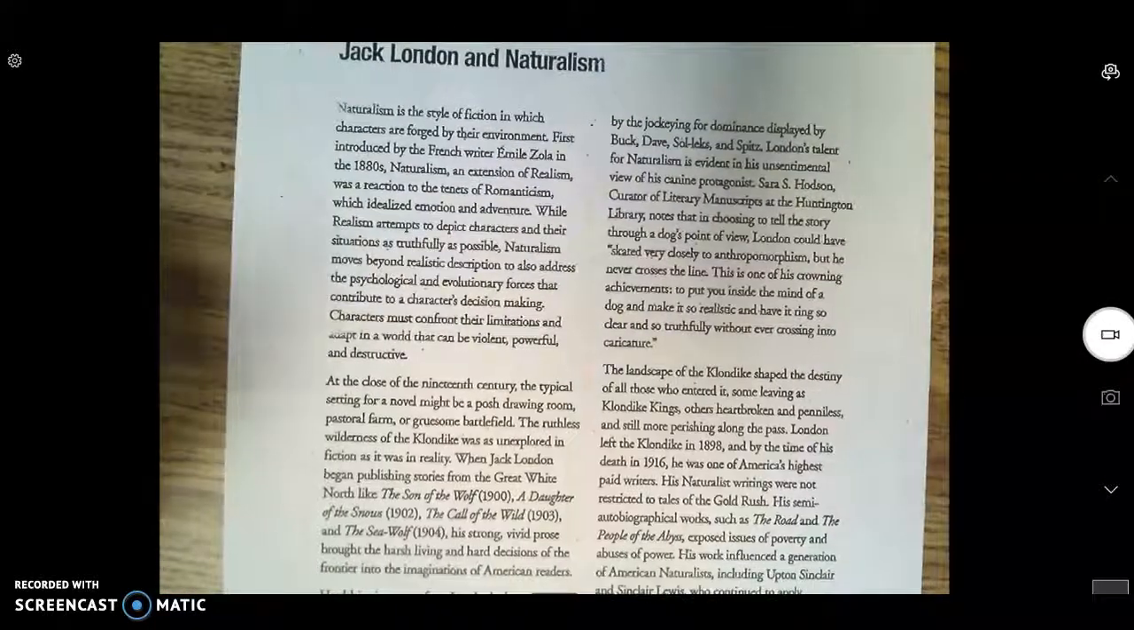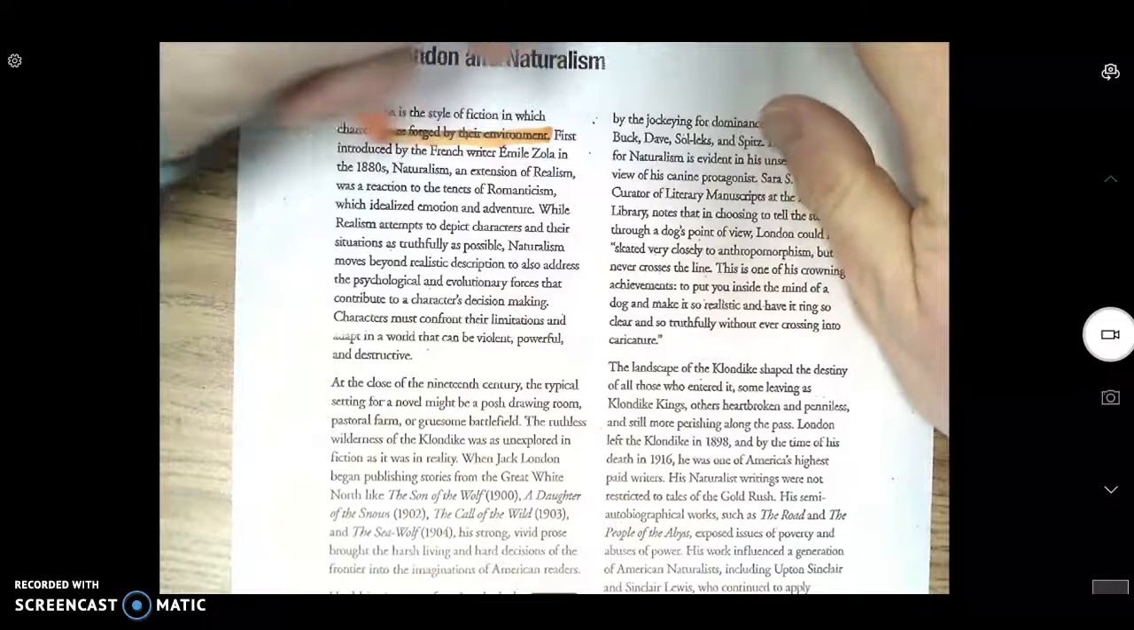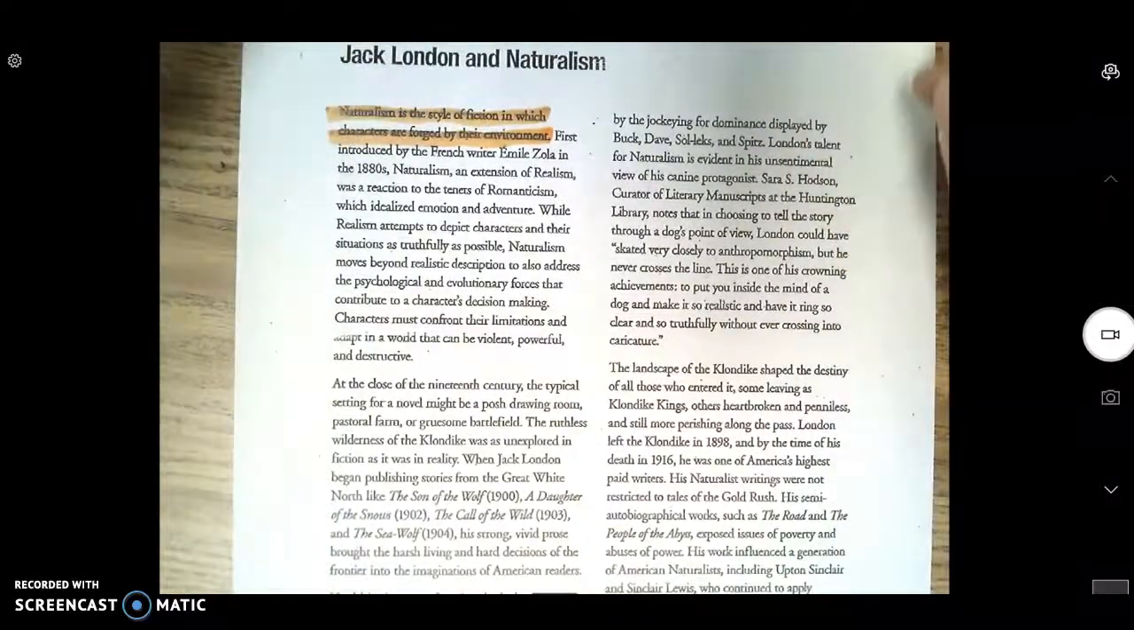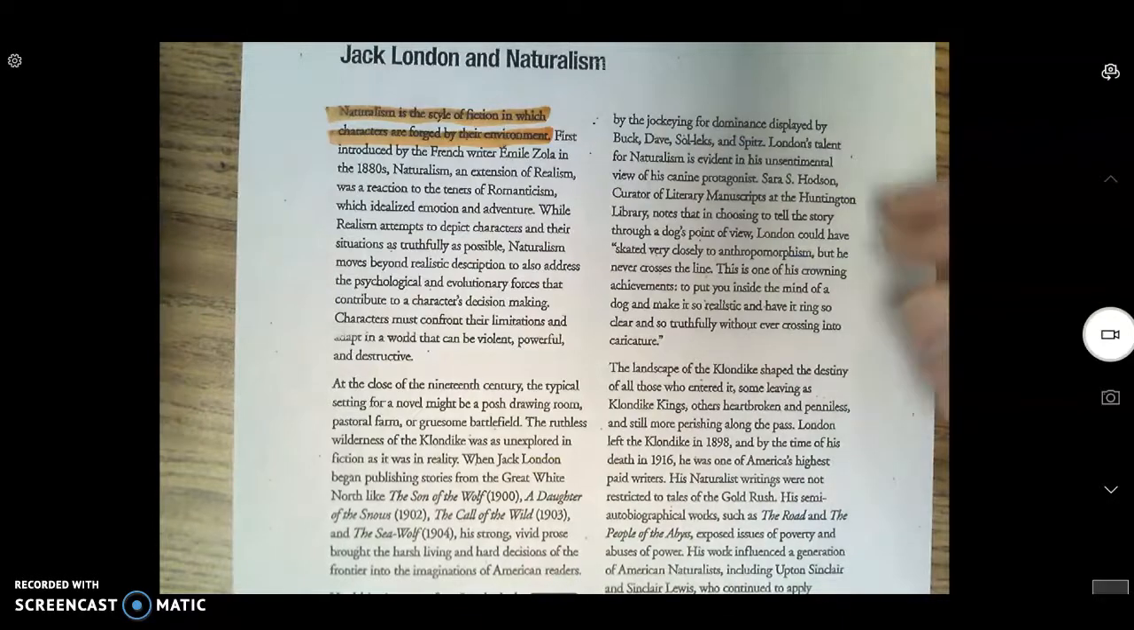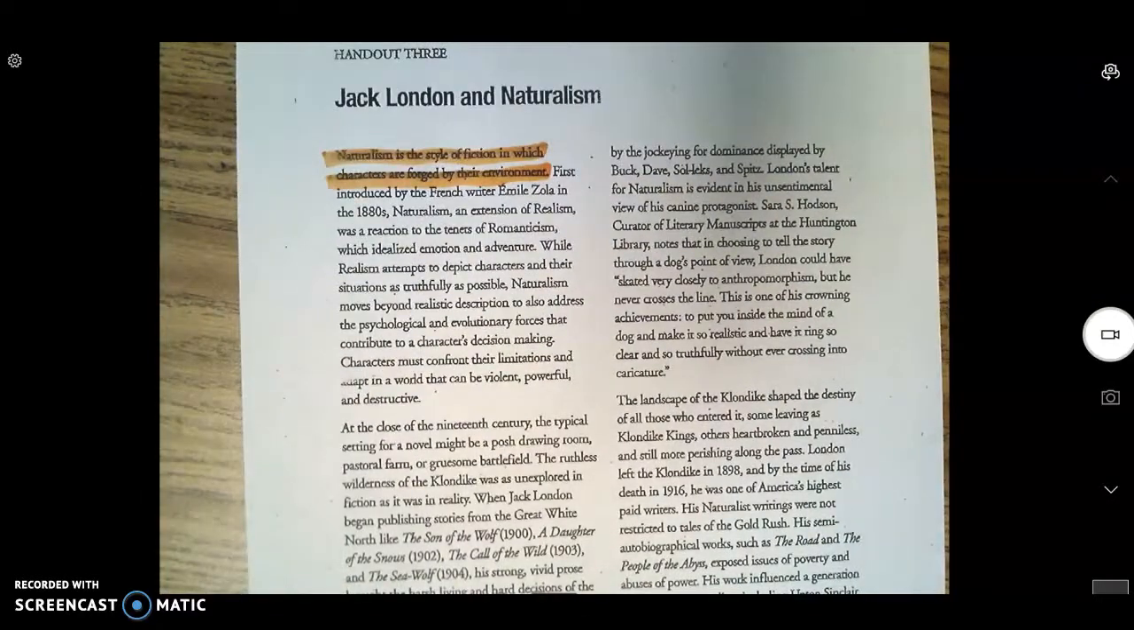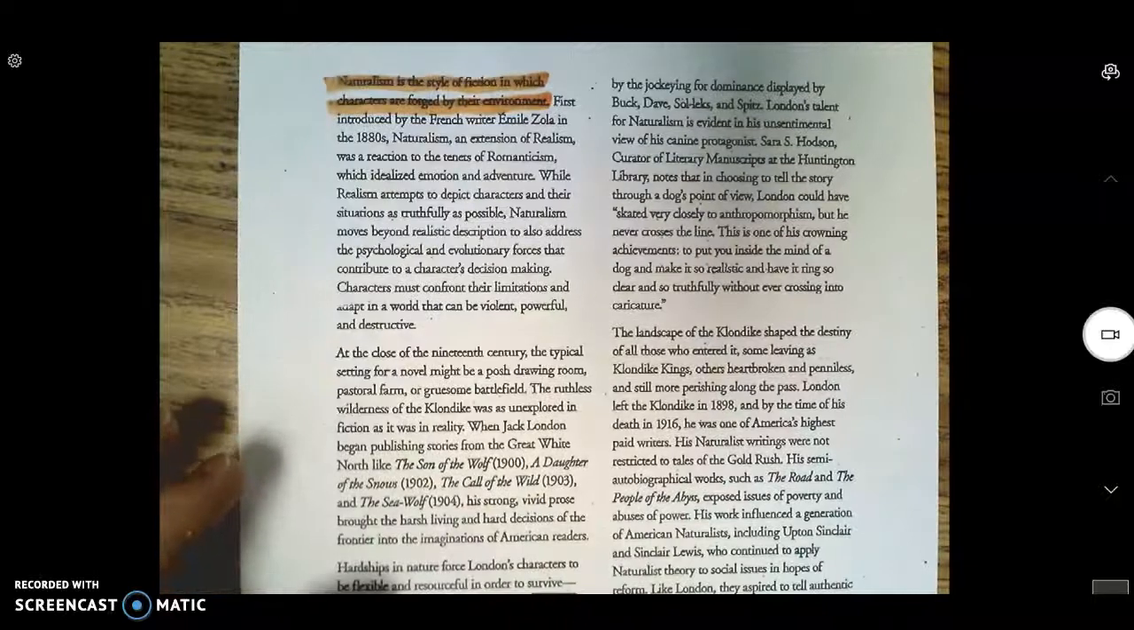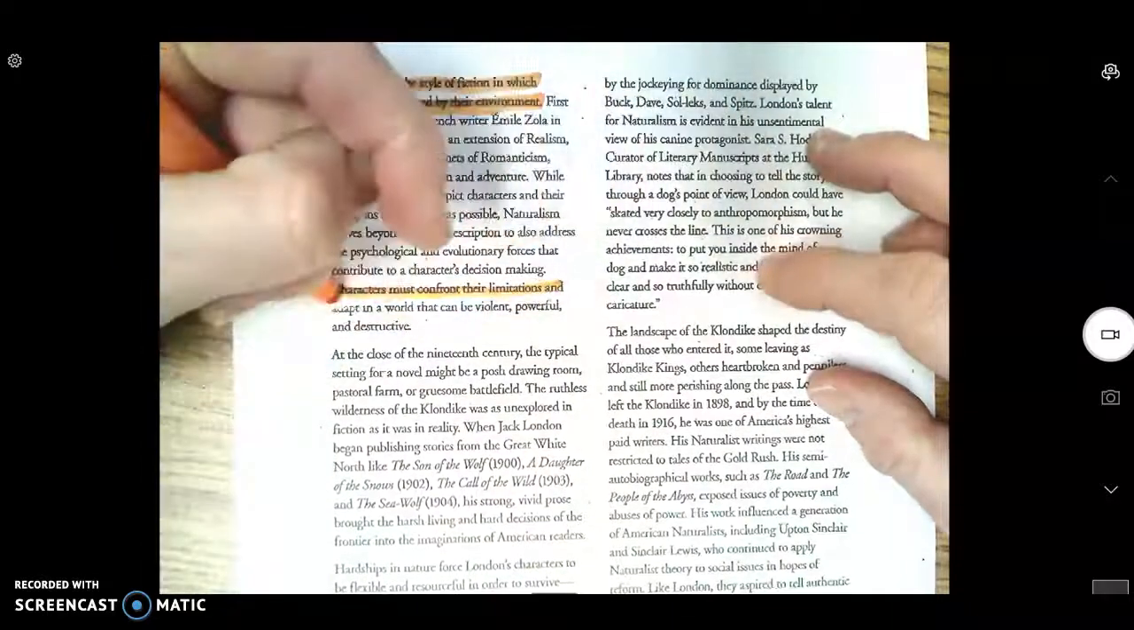Check it out. It says, naturalism is a style of fiction in which characters are forged by their environment. That sounds important. Let's highlight that. First introduced by the French writer Émile Zola in the 1880s, naturalism, an extension of realism, was a reaction to the tenets of romanticism, which idealized adventure. While realism attempts to depict characters in their situations as truthfully as possible, naturalism moves beyond realistic descriptions to also address the psychological and evolutionary forces that contribute to a character's decision-making. Characters must confront their limitations and adapt in a world that can be violent, powerful, and destructive. That sounds important too, so I'm going to highlight that right there.